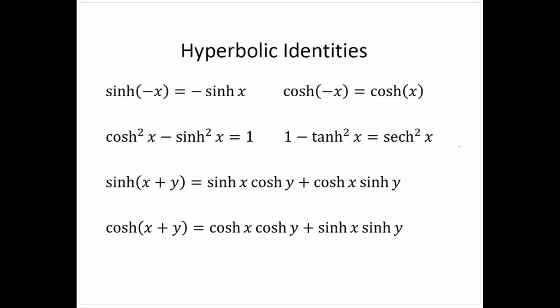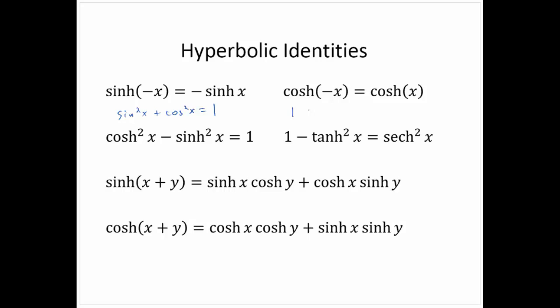Here are some hyperbolic identities, and you should notice that a lot of them are quite similar to what we saw in trigonometry. So remember, for example, in trigonometry, we learned that sine squared x plus cosine squared x is equal to 1. And notice that the analog in hyperbolic functions, hyperbolic cosine squared minus hyperbolic sine squared, is 1.